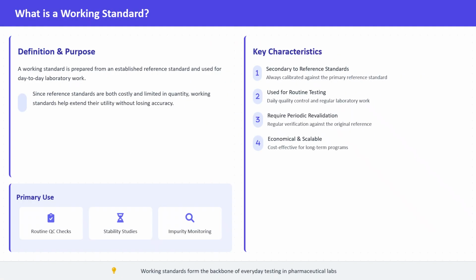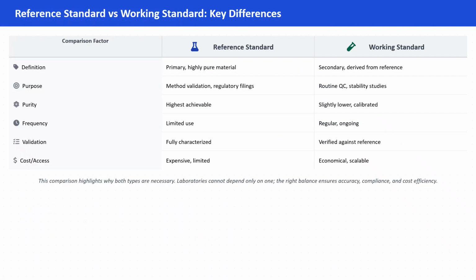Now let's talk about the working standard, the backbone of routine testing. A working standard is prepared from a reference standard and carefully calibrated against it. Its purpose is simple but critical: to preserve accuracy while enabling daily laboratory operations. Since reference standards are costly and limited, working standards allow labs to operate efficiently without compromising scientific integrity.